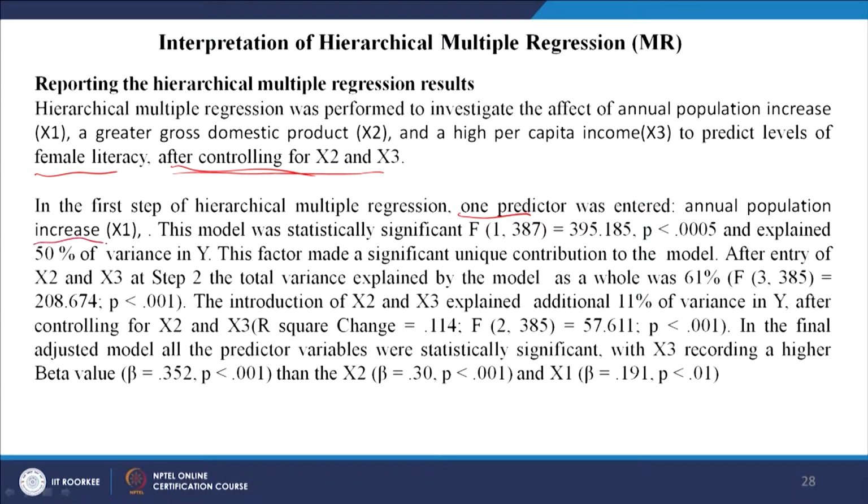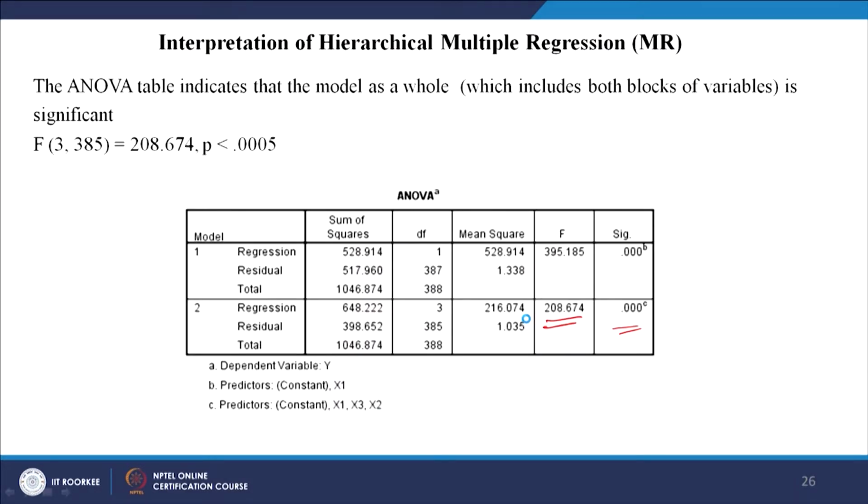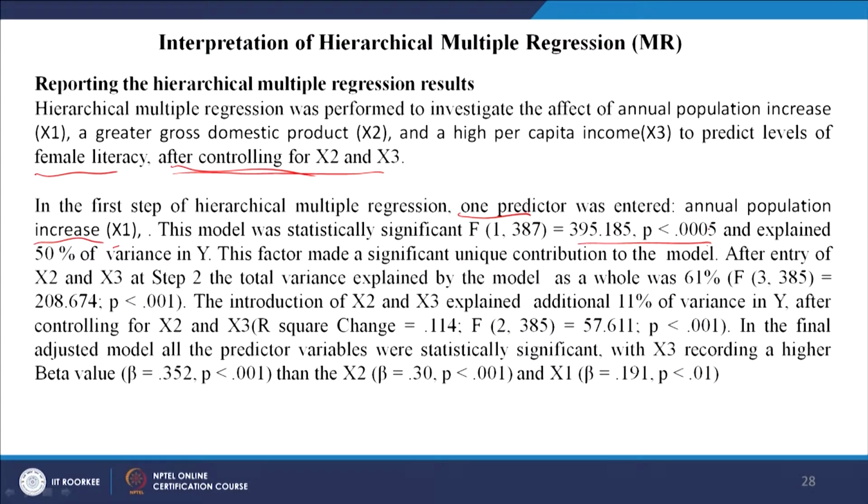Annual population increase x1, this was significant at C f1 387, right, and this is significant at 0.05 and explained 50% of the variance. This is how you should write. This factor made a significant unique contribution to the model. After entry of x2 and x3, the total variance explained is now 61%, and this is how you should write, and the additional variance explained was 11%, right.